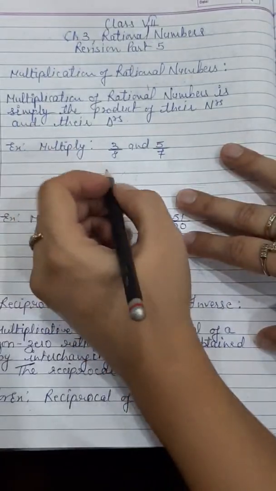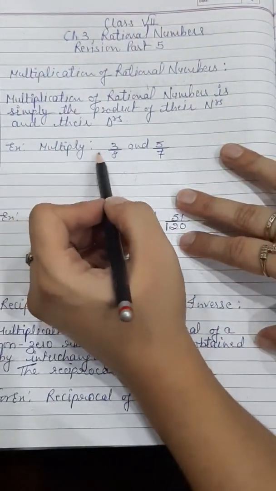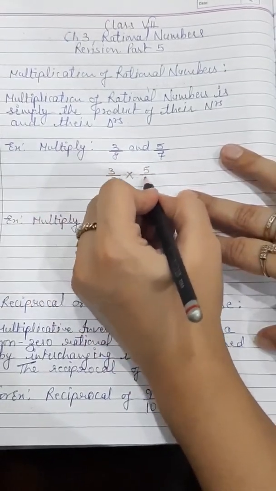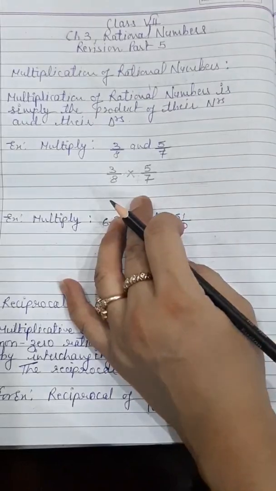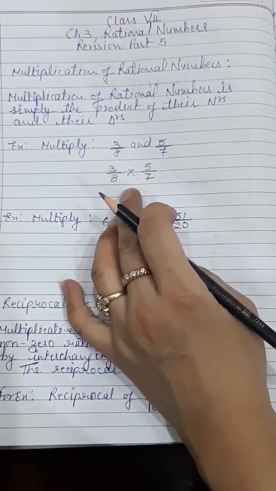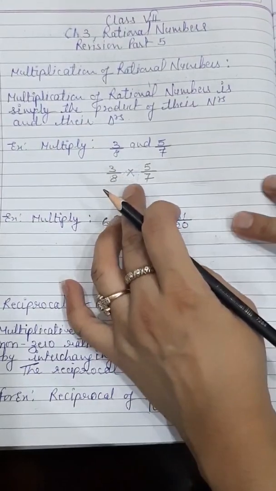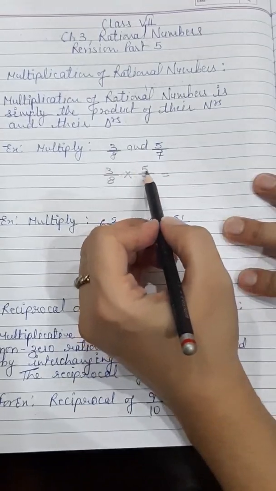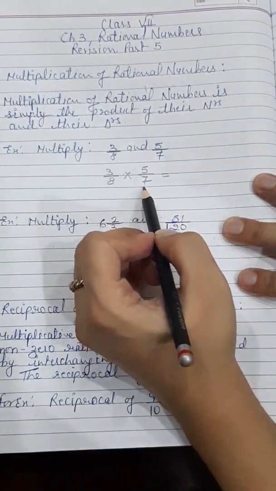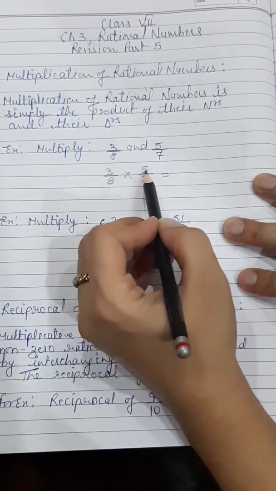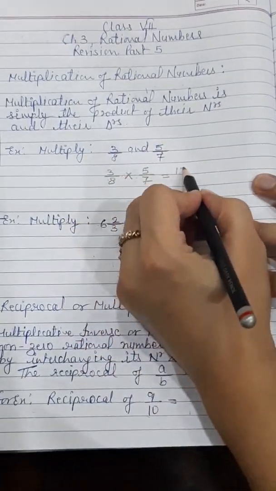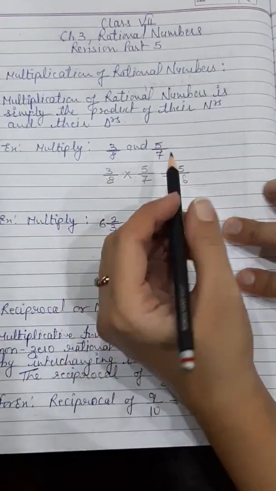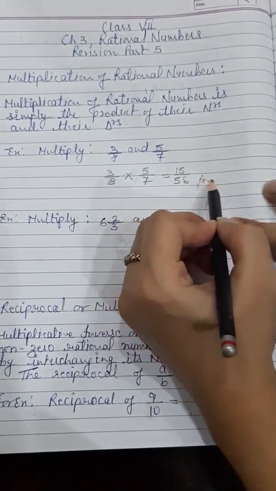Clear? So here, for example, multiply 3 by 8 and 5 by 7. So here you have to check first, can you cancel out any numerator and denominator? In that case it is not possible. Clear? So here you have to just multiply numerator with numerator and denominator with denominator. So when you multiply, 5 3s are 15, by 7 8s are 56. Clear? So your answer will be 15 by 56.